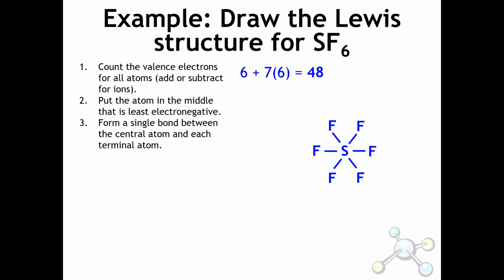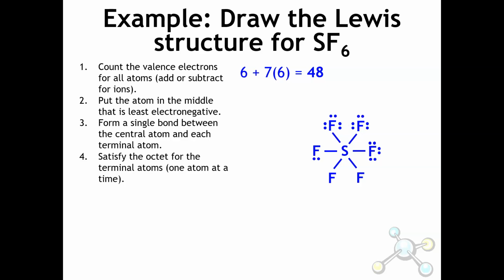And we're going to satisfy the octets of all the terminal atoms. So right now we've got 2, 4, 6, 8, 10, 12 electrons in our picture. And so that's 12, so this will be 14, 16, 18, 20, 22, 24, 26, 28, 30, 32, 34, 36, 38, 40, 42, 44, 46, 48. Perfect. Any remaining electrons go around the central atom. We've hit 48, so we've got our max, so there are no remaining electrons.